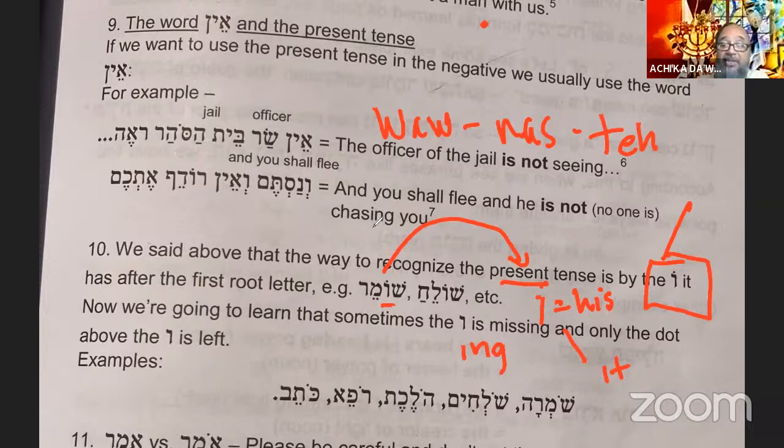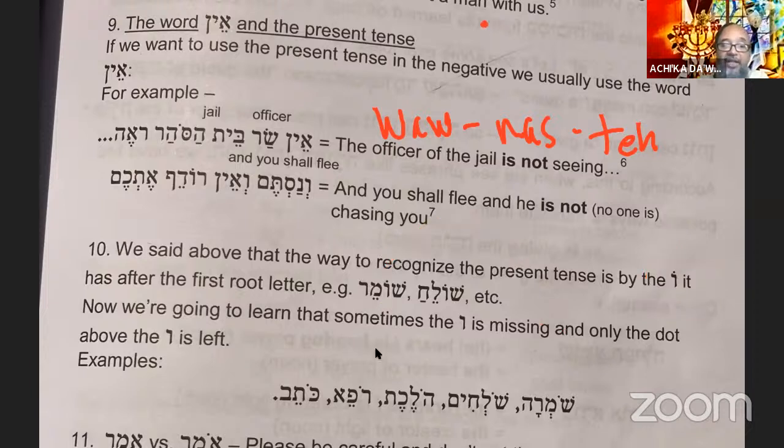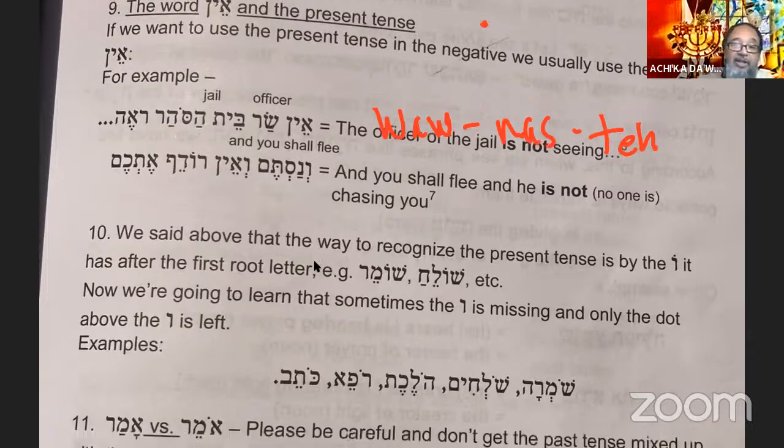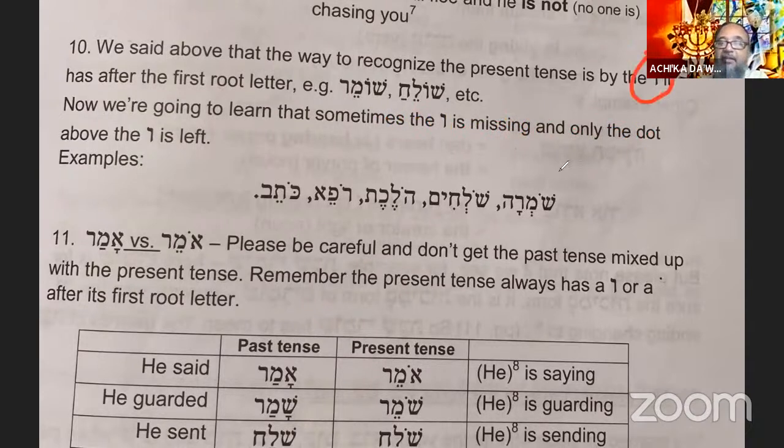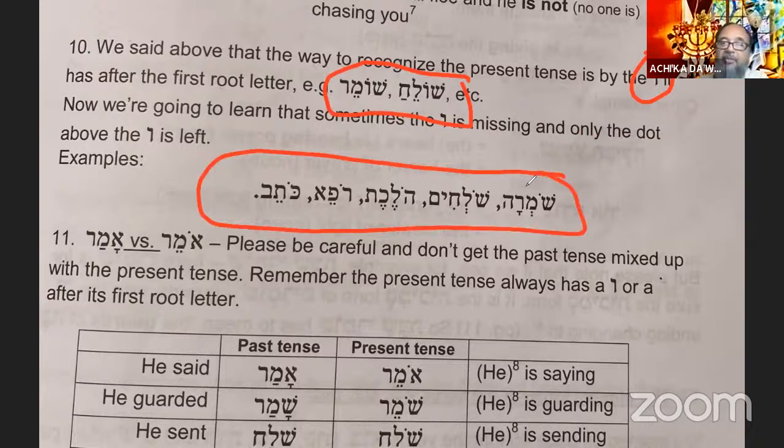Okay. Sometimes the vav is missing. And the only thing that's left instead of the vav being there will be a dot. So what is it trying to get us to understand? Well, if we look carefully at what they're giving us in this example here, it says that sometimes the vav will be missing. What vav? The vav that has the dot on it, like this. That's going to be missing. It won't be in this word like these. It'll be missing out of these words. But it means exactly the same thing.